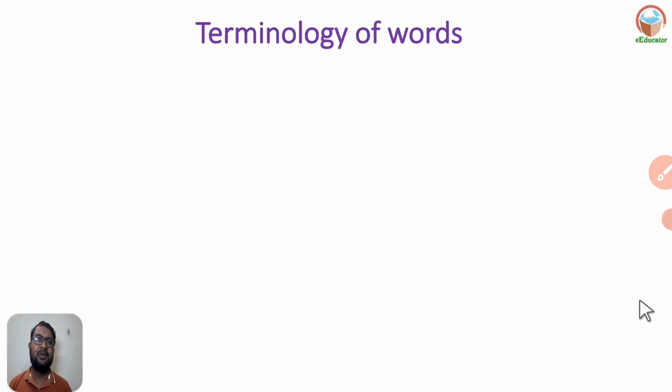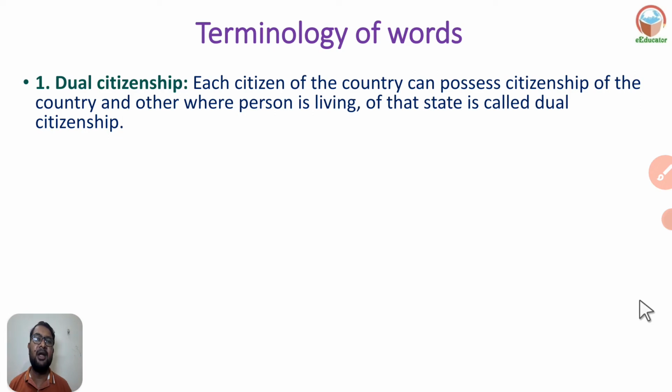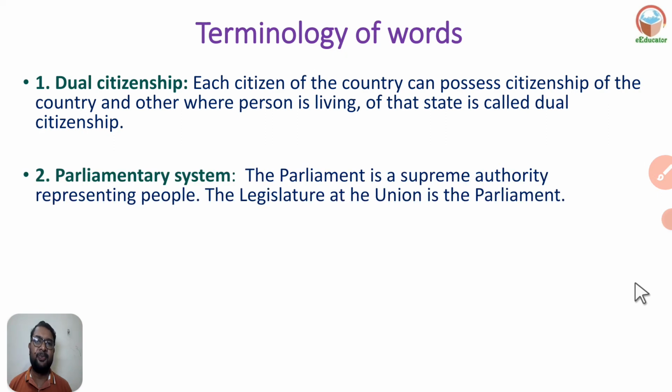Now question number 3, terminology. Look at number 1 here, dual citizenship. Citizens of a country can possess citizenship of the country and also of the state where the person is living. This is called dual citizenship, one citizenship of the country and another of their states, like in America. In America they have dual citizenship. In India we have only single citizenship.